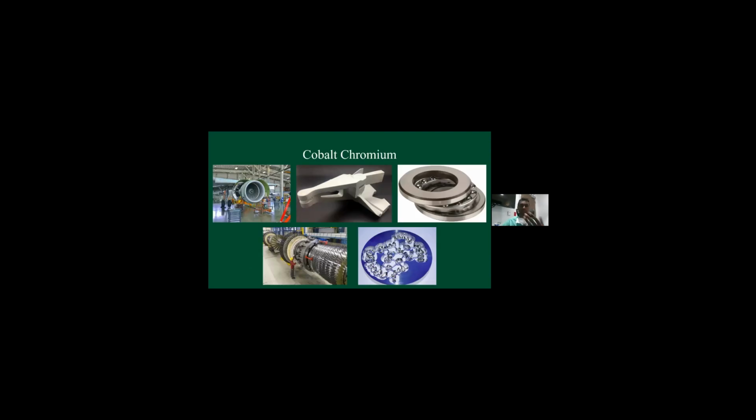So cobalt chromium was also formulated first in the early 1900s, and it is a mixture of cobalt and chromium. The material itself is very wear resistant, very resilient. It has a very high melting point. It performs well at high temperatures. It has good biocompatibility. It has high resistance to corrosion through the formation of a passive film of chromium oxide along its surface. Its mechanical properties are pretty similar to stainless steel.